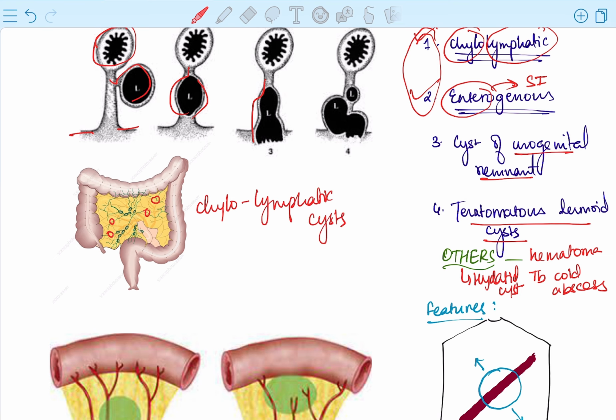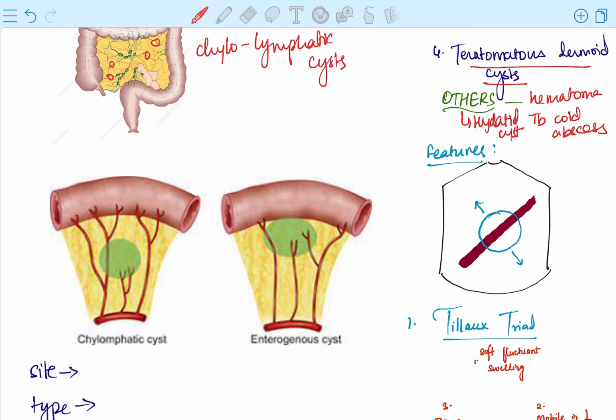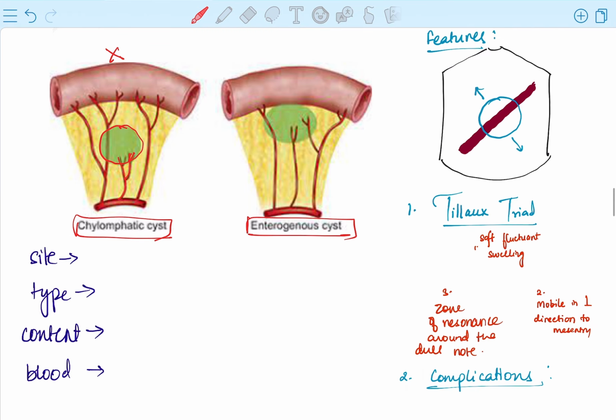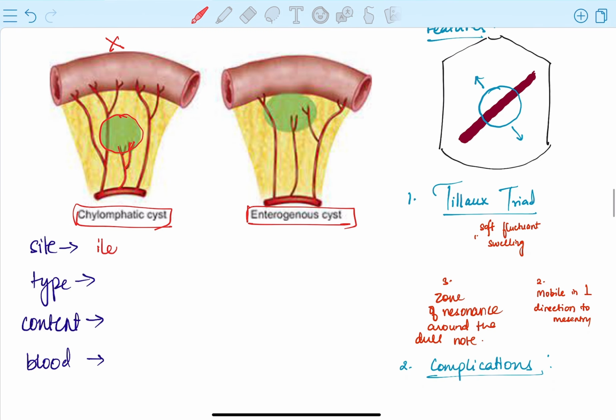Okay. Moving on to how it actually looks. As you can see, this is how a chyle-lymphatic cyst presents, and this is how an enterogenous cyst presents. A chyle-lymphatic cyst is present in the mesentery. It has no connection with the bowel, and it has a separate blood supply, as you can see. It does not take the blood supply of the intestine. What is the site? You can see it mostly in the ileum, because it has rich lymphatics, Peyer's patches, and there are lots of lymphatics in the ileum.